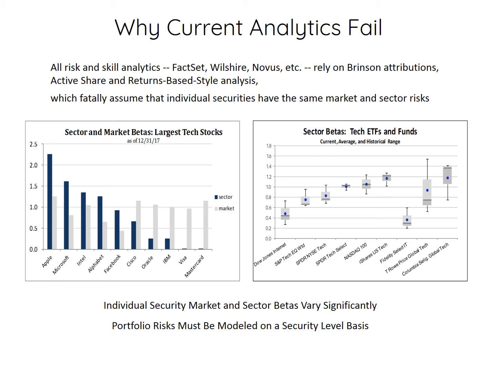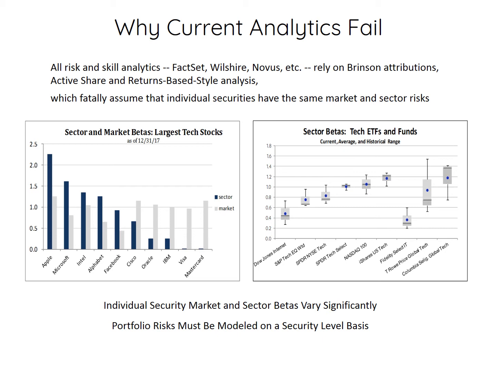Here's the problem. Current risk and skill analytics all use the same underlying methodologies: Brinson attribution, active share, and return space style analysis, none of which model individual security risk exposures, and that's where they fail. Brinson and active share start with the assumption that all securities have the same market and sector risk. This premise, of course, is not even close to true.